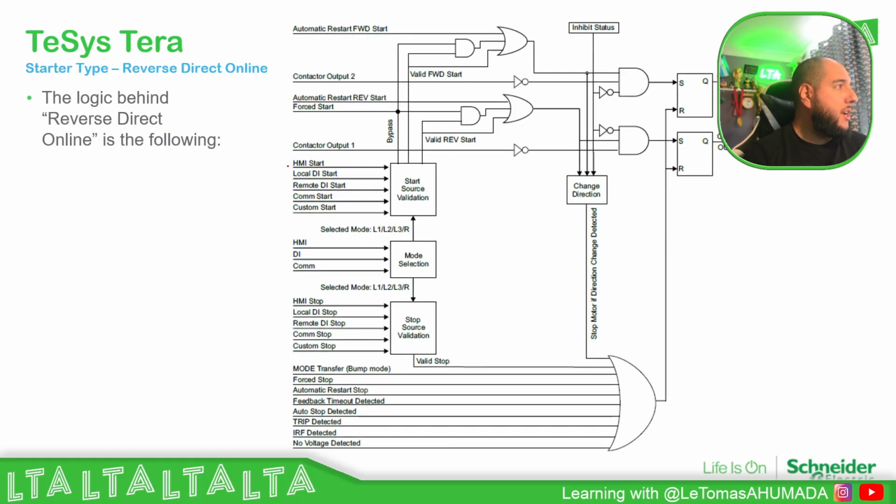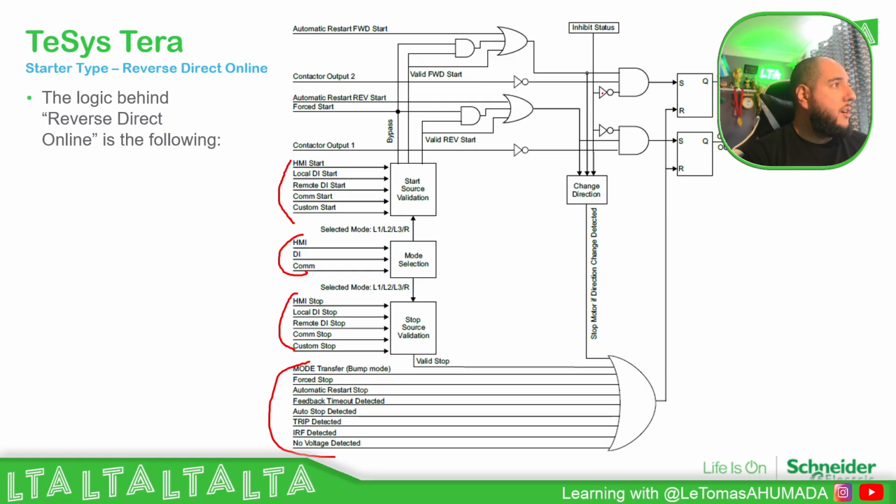Here we have the different start selections, to select where the start and stop come from: the HMI, the remote HMI, digital inputs, or from the communication. That's something that we can select here. There are also stops, and then also the reset for the outputs of the contactor. Here you have all the different things.